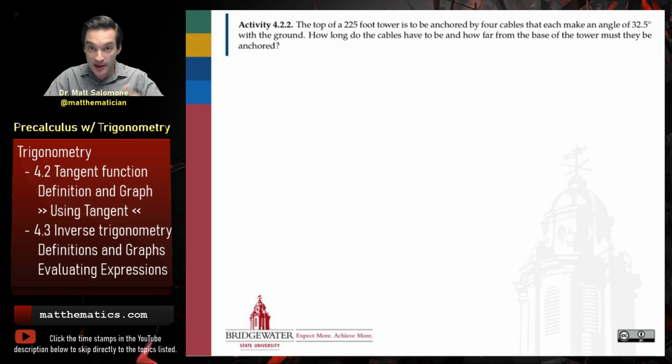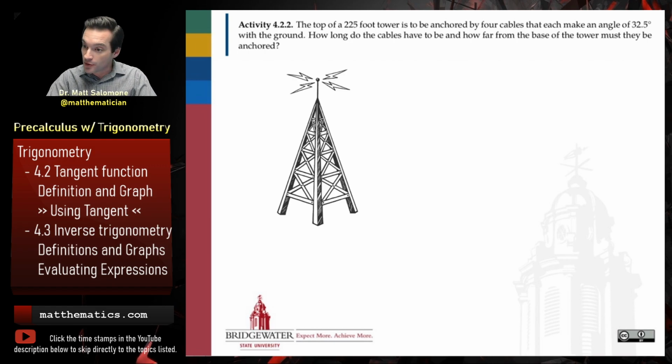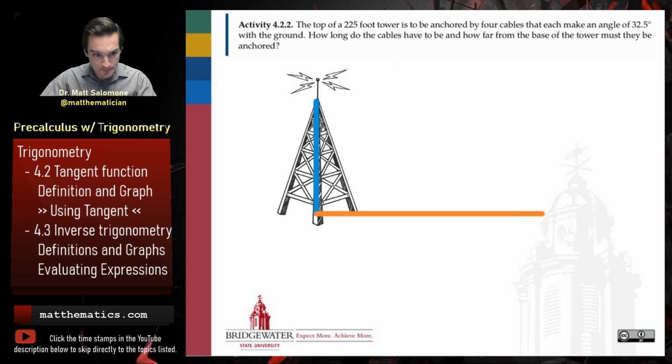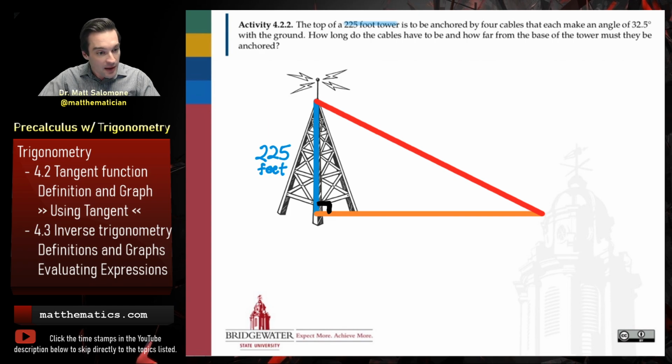So step one in any problem like this that has a geometry flavor to it: try and draw a useful picture. So here's my radio tower, and I know, for example, how tall it is. I'm going to attach this red cable to it to anchor the tower to the ground some distance away. And so I'll put in the information that I know. The tower is 225 feet tall. The angle that the anchoring cable makes with the ground is 32.5 degrees.